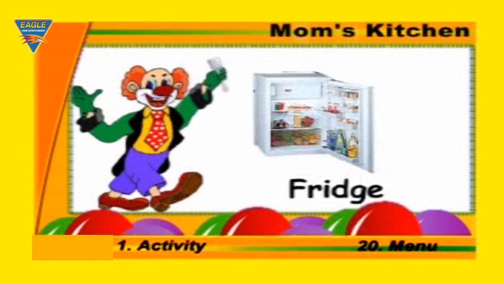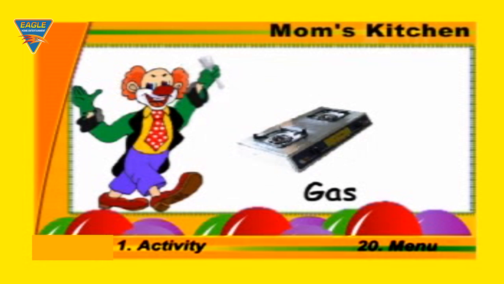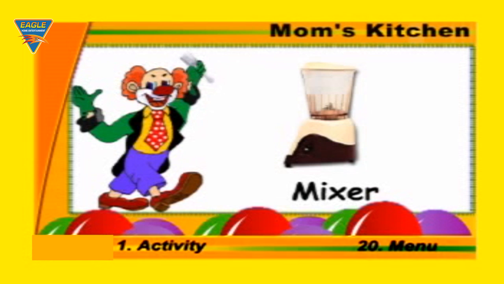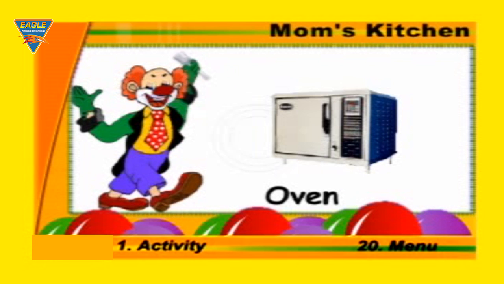Mom's kitchen. Fridge. This is a fridge. Gas. This is a gas. Mixer. This is a mixer. Oven. This is an oven. Toaster. This is a toaster.